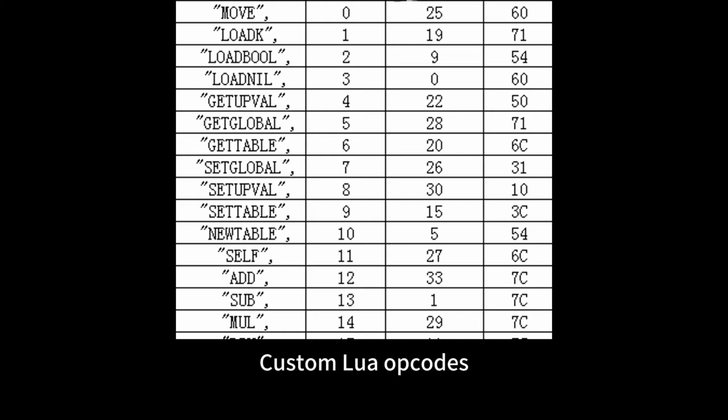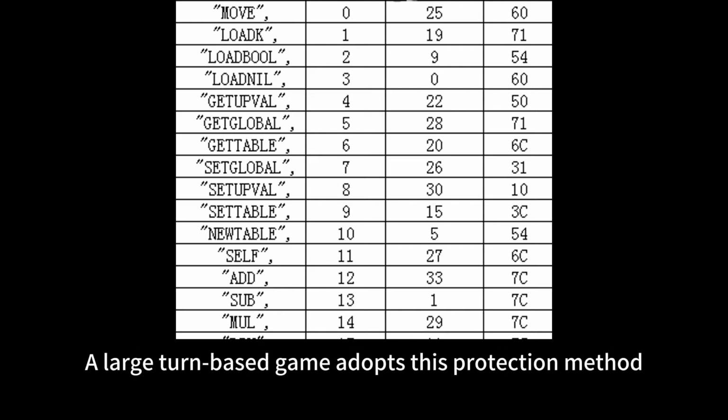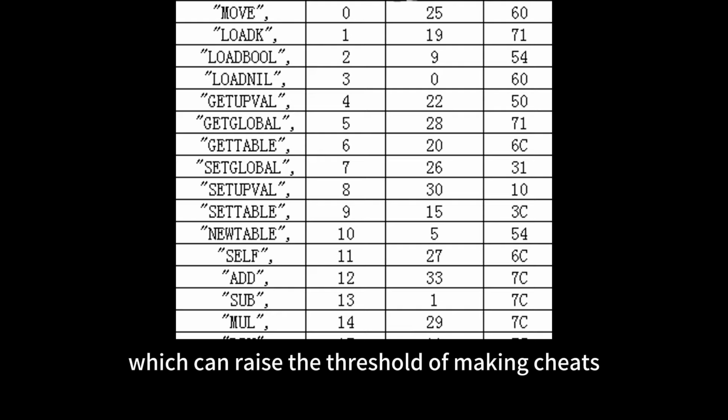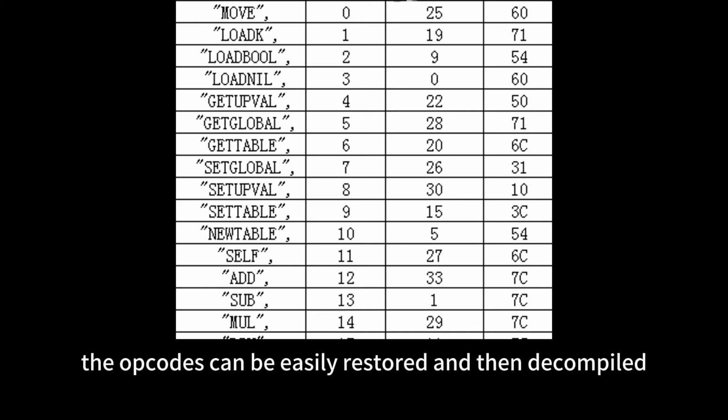2. Custom Lua opcodes. Some games have custom Lua opcodes, so that regular LuaDec and unluac can't decompile the bytecode. A large turn-based game adopts this protection method, which can raise the threshold of making cheats, but due to the insufficient protection strength of the code itself, the opcodes can be easily restored and then decompiled.